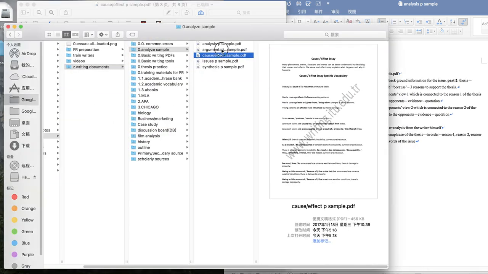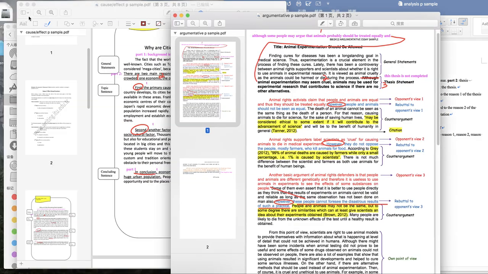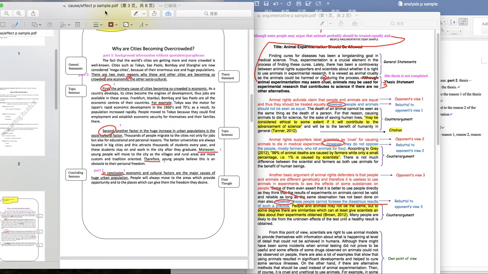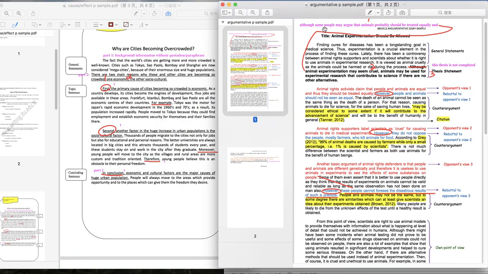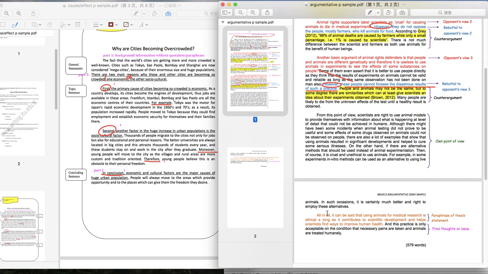Did you find that they are pretty similar? A little bit different, but much more similar. What is the similarity? Evidence, right? Evidence of each body paragraph. Thesis, in order, thesis, topic sentence, right? Conclusion, paraphrase the thesis and final words. Did you find something that is pretty similar?